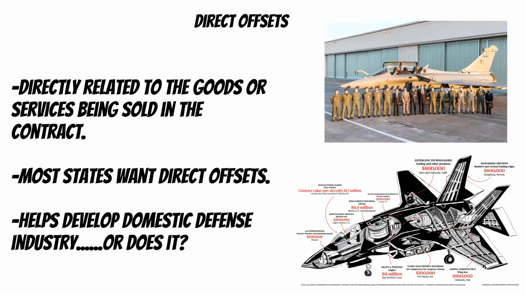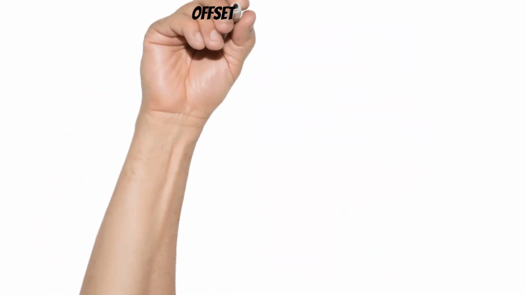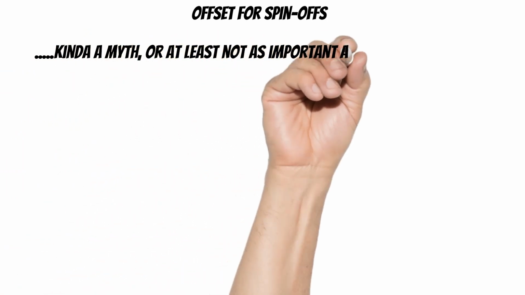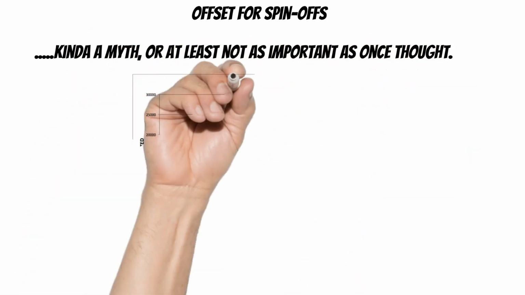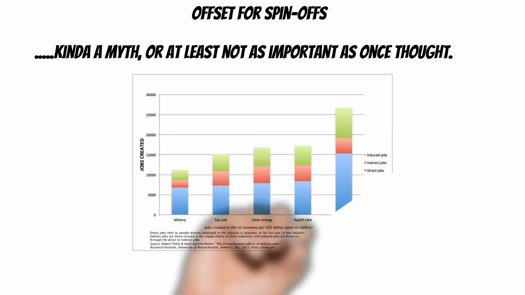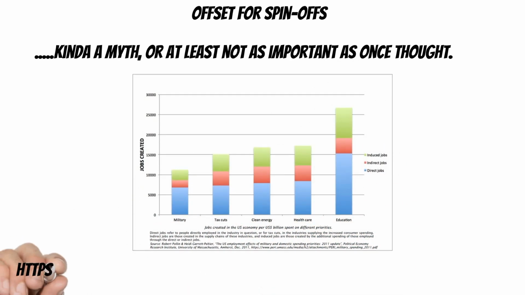The reason, again, why they want direct offsets is to kind of bolster and help build their own domestic defense industry. And you usually hear about this concept of spin-offs. They say, oh, well, if we can just get a U.S. company to come in here and teach us how to build, or let's take France, for instance. If we get France in here to teach us how to build jet engines, then maybe we can have a spin-off.